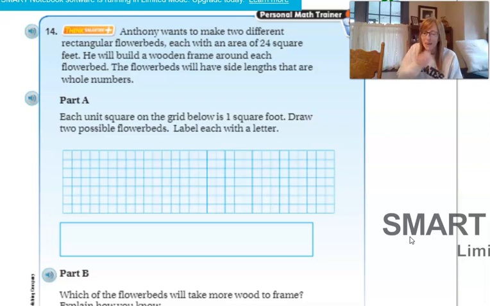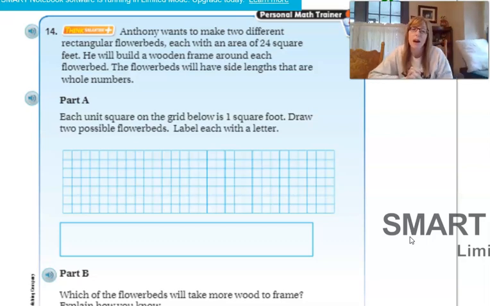All right, now we're at Anthony. Anthony wants to make 2 different rectangular flower beds, but each with an area of 24 feet. So you have to think to yourself, what shape could you make that would equal 24 in the center? And he wants them to be rectangular. So that means they're going to have 2 sides that are same and another 2 sides that are same. So you're going to be equally dividing the 24 into how many different parts? You're right, 4.